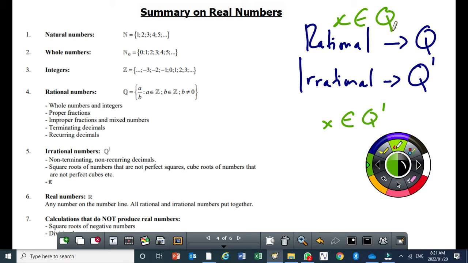Then our rational numbers can also be subdivided. We have got three main groups. We've got our natural numbers, that is, the counting numbers. The natural numbers, we also call them the counting numbers. So when you count, you start from 1. And the notation used for natural numbers is a capital letter N.